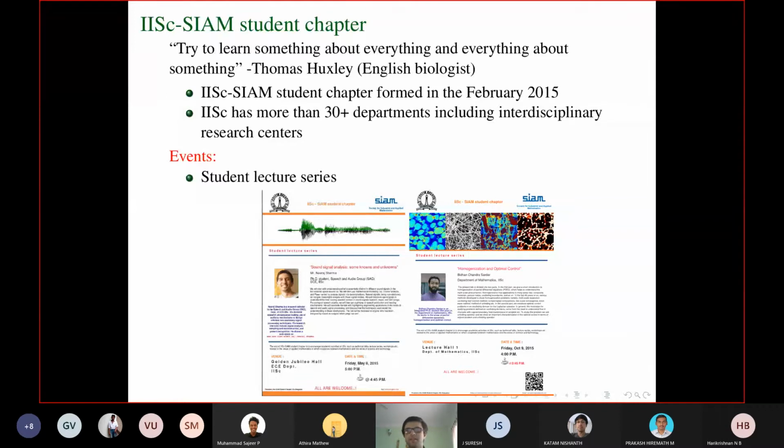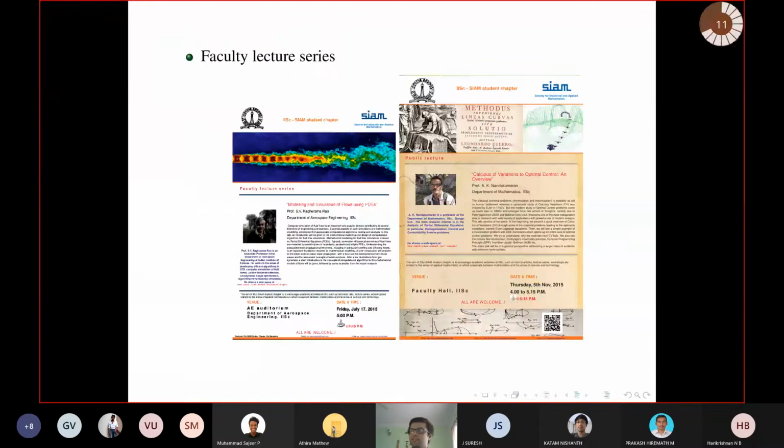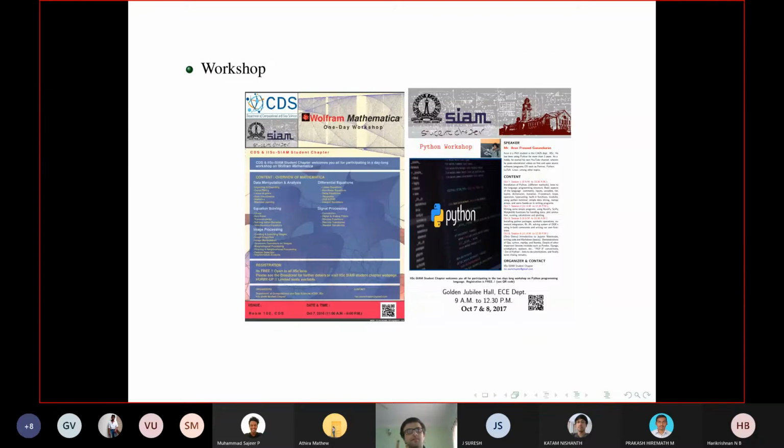It mostly spans different departments. There have been people from EC departments, or even biology and mechanical departments, who have given talks in our events. We have also had various faculty lecture series, with faculty from India as well as abroad. We have also conducted workshops, and these have been crowd pullers, basically on computation tools involving Python, Wolfram, Julia and other computational tools that you will get to use in your research.